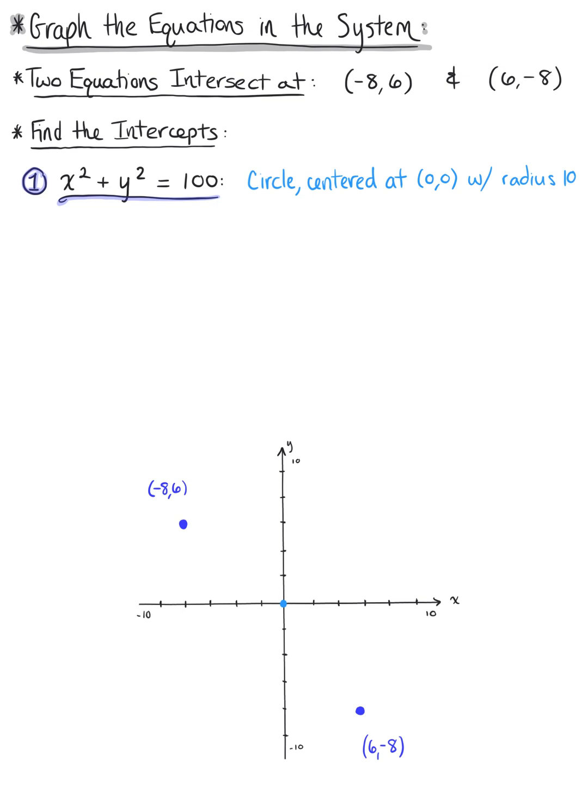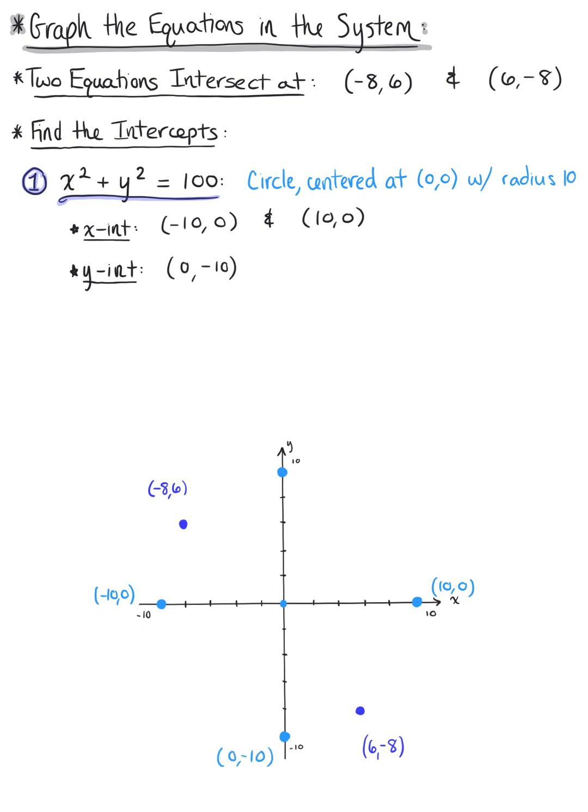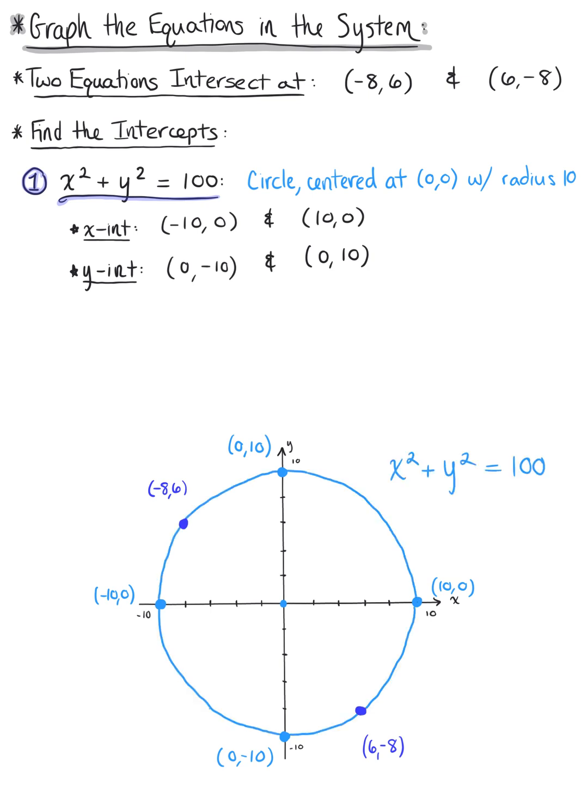So thinking about the x-intercepts and beginning at the origin, if we move 10 units to the left and right, we can see that we have x-intercepts at the ordered pairs -10, 0, and +10, 0. Very similarly, from the center point, moving vertically along the y-axis, we can see that we have y-intercepts at the ordered pairs 0, -10, and 0, +10. Now, connecting these x and y intercepts with a smooth curve, we can see the graph for the equation of the circle, x squared plus y squared equals 100.